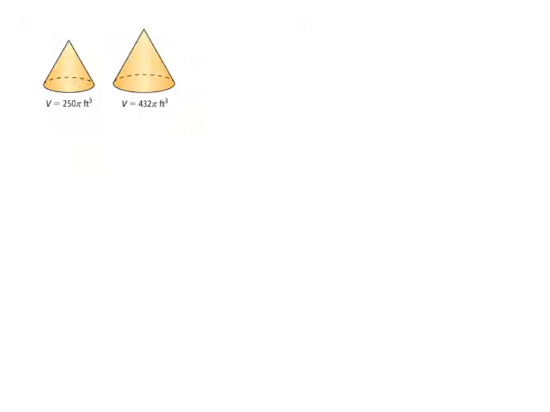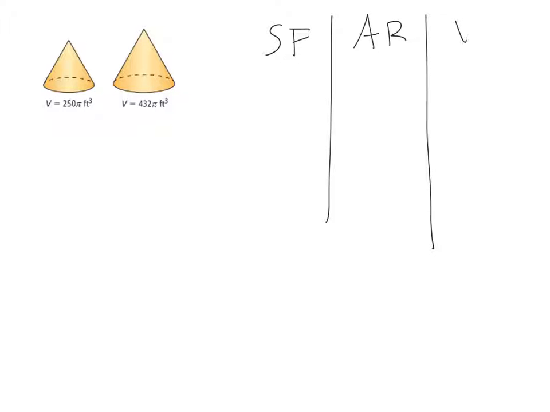It's the same type of thing I want to do here. I want to figure out what my scale factor is. I want to figure out what my area ratio is. And I'm given my volume ratio. So my volume ratio here is 250 pi over 432 pi, because I'm comparing my two volumes.